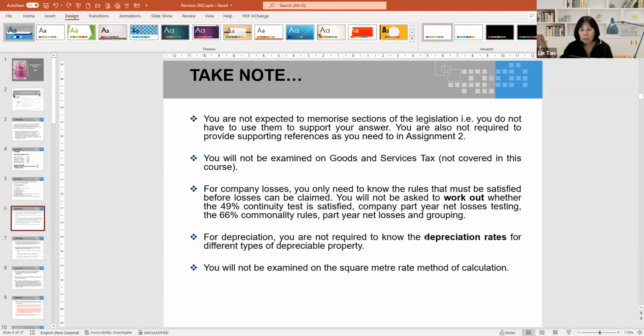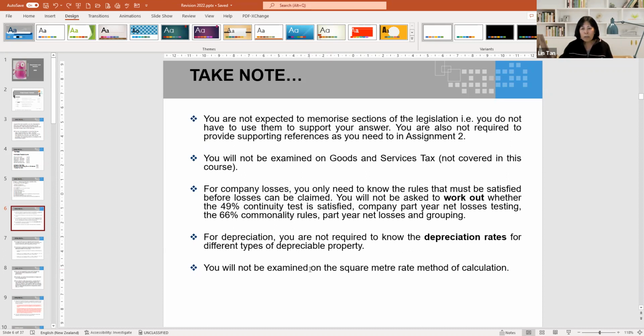And again, you're not expected to memorize all the depreciation rates. If you're ever required to do any calculation of depreciation, the rates will be provided to you. All right. If there's no calculation required, of course, you don't need to know the rates at all.